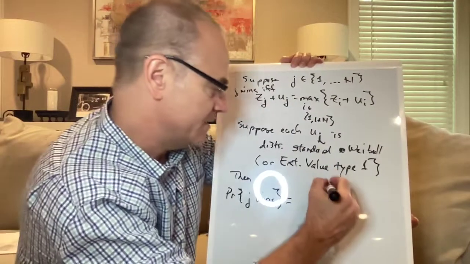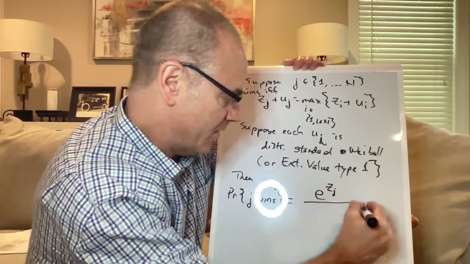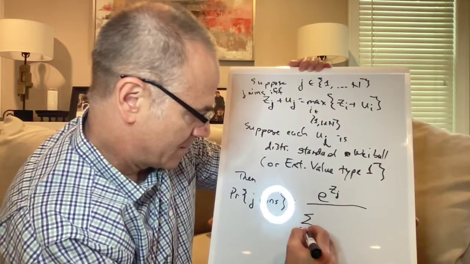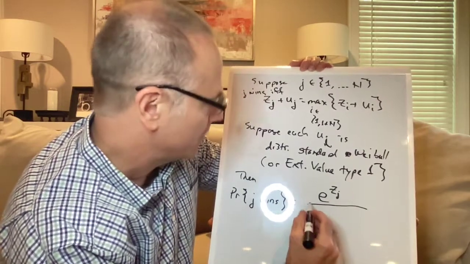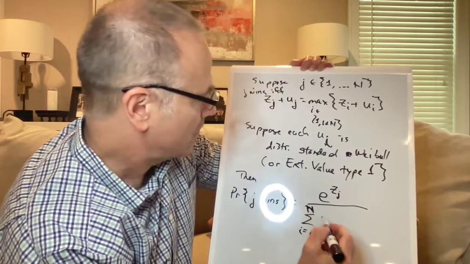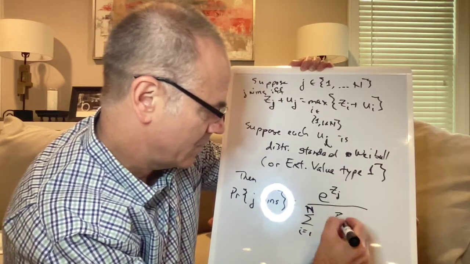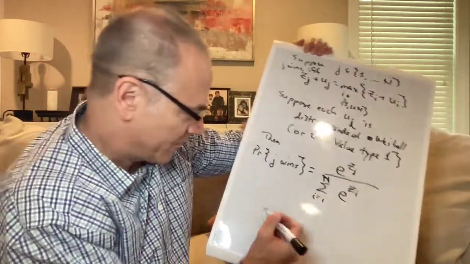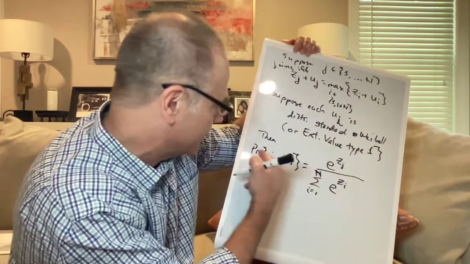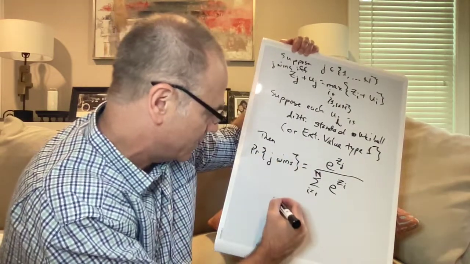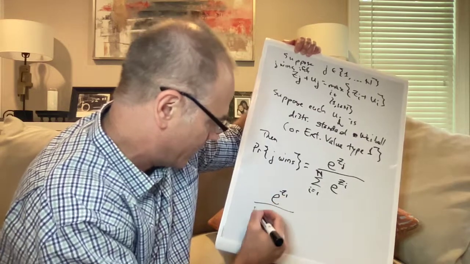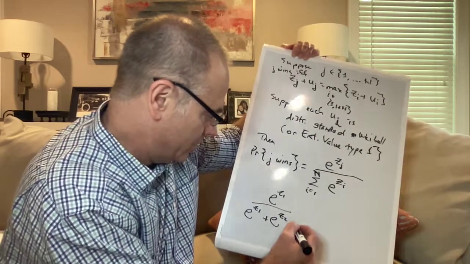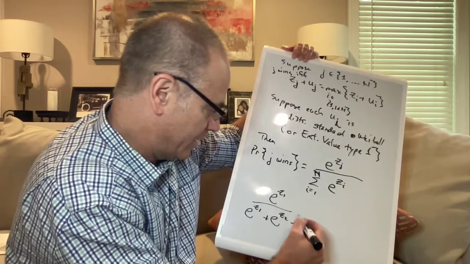It equals e to the Z_J divided by the summation, i equals 1 to capital N, of e to the Z_i. That's it. So in the case where N equals 3, if J was person 1, it's just e to the Z1 divided by e to the Z1 plus e to the Z2 plus e to the Z3.